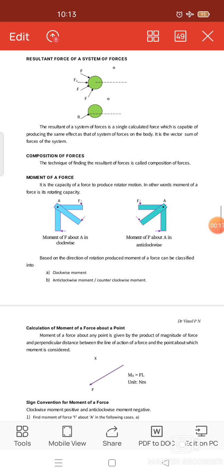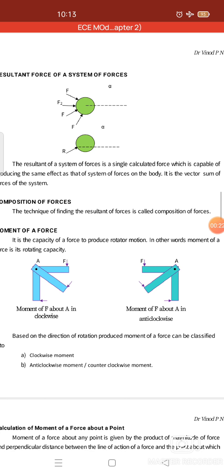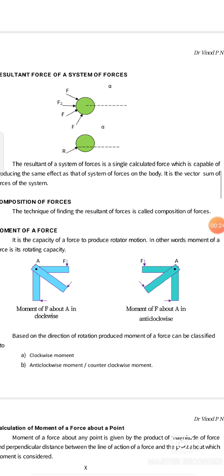What we are having in this, we can see here the sketch represents a figure, a sphere. There will be a number of forces acting on it, but we have to find out the number of forces as one force, that is the resultant, and where exactly it is acting with respect to the direction.